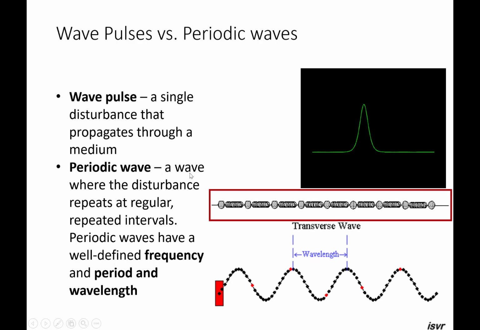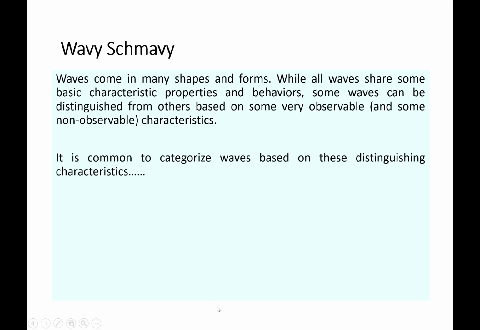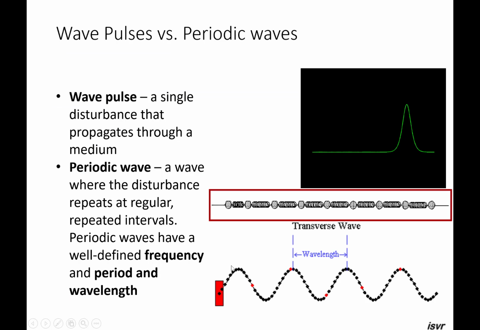A periodic wave is a wave where the disturbance repeats at regular, repeated intervals. So if instead of doing one bump, we oscillate at one end, we'll create this traditional wave shape right here where it goes up, down, up, down, up, down, up, down, and that wave will travel out. Periodic waves have a well-defined frequency, period, and wavelength. While pulses, you can't really measure that, but you still can measure how fast they move.